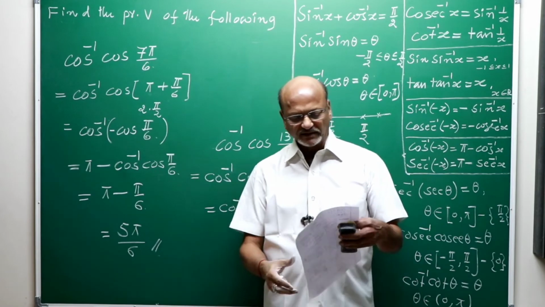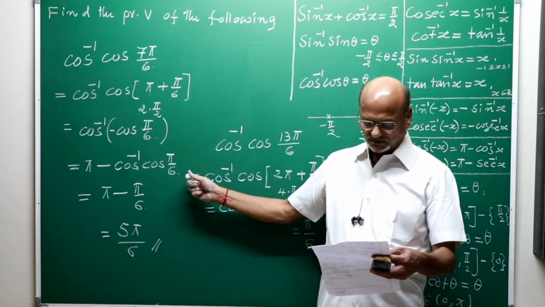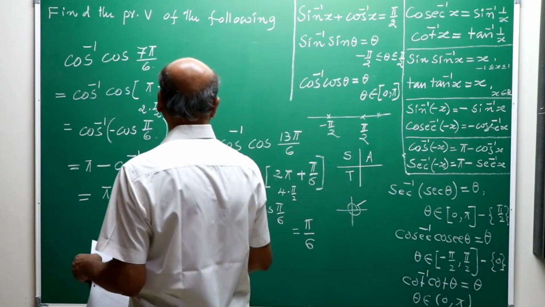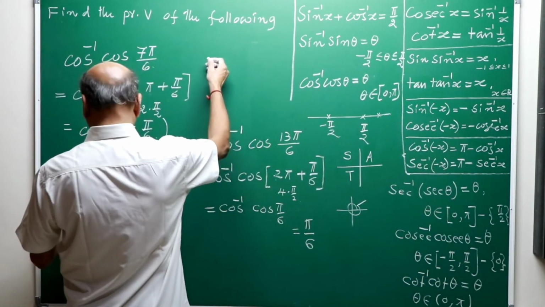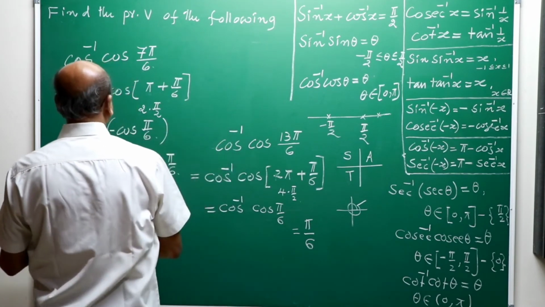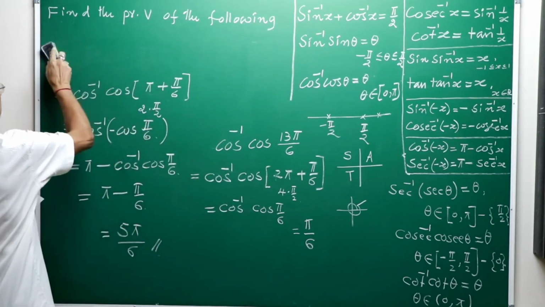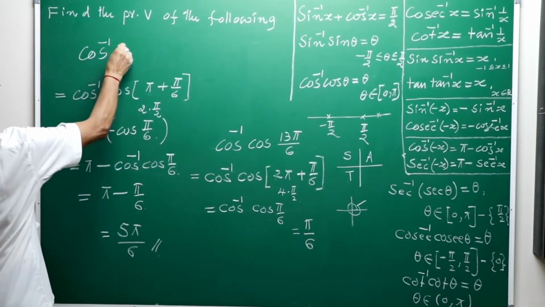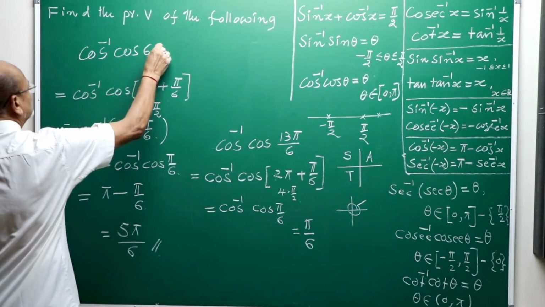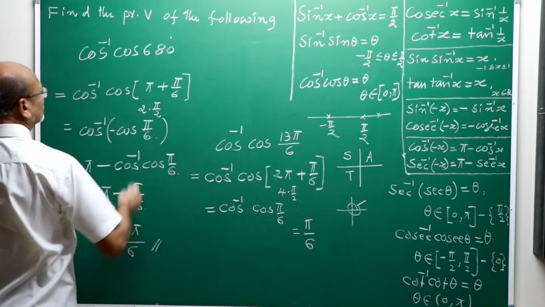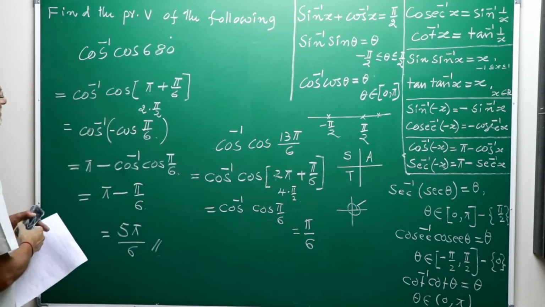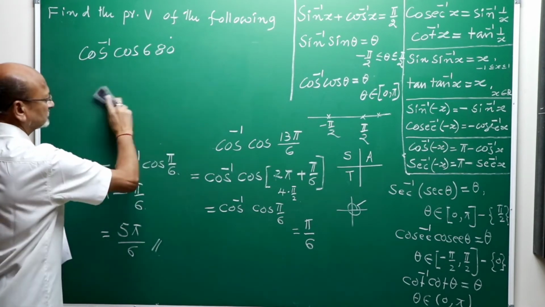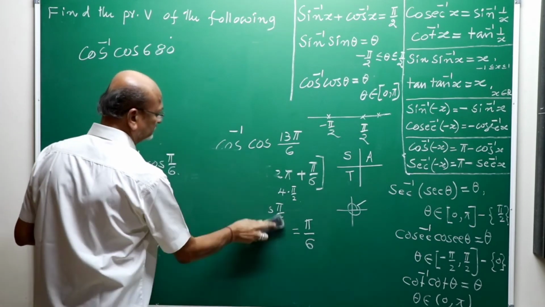These are some examples based on this. Alright, I do one more, the last sample: cos inverse of cos 680 degrees. Otherwise they go for such simple sample examples.